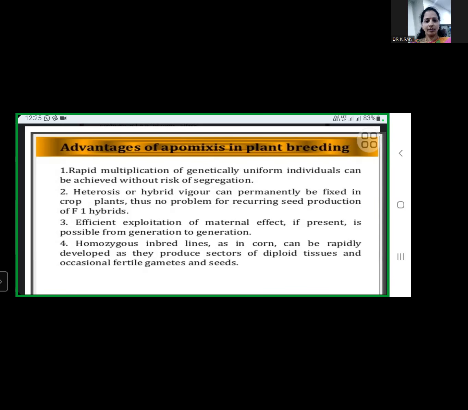Apomixis is not frequent in crop plants. Hence, some scientists are putting their efforts into increasing crop yield by creating various kinds of apomixis. Efficient exploitation of maternal effect, if present, is possible from generation to generation. In this way, homozygous inbred lines, as in corn, can be rapidly developed, as they produce sectors of diploid tissues and occasional fertile gametes and seeds also.